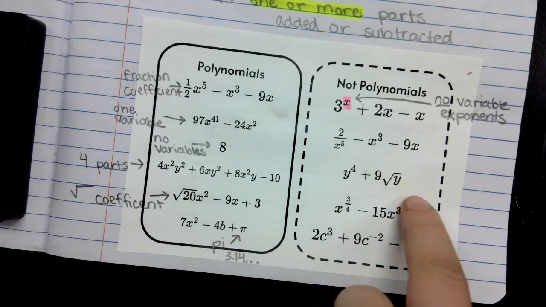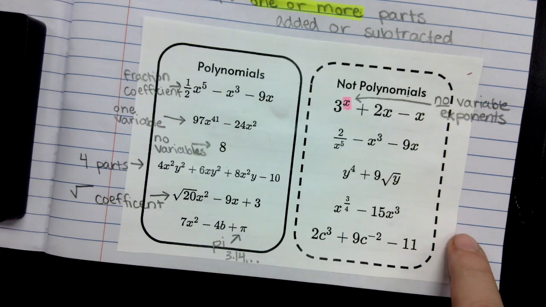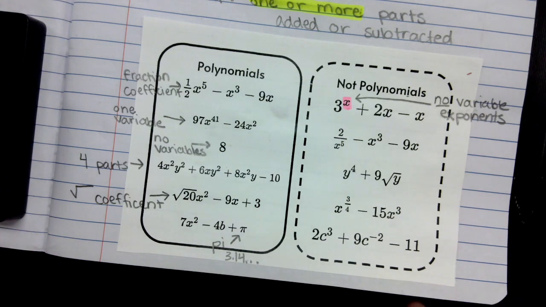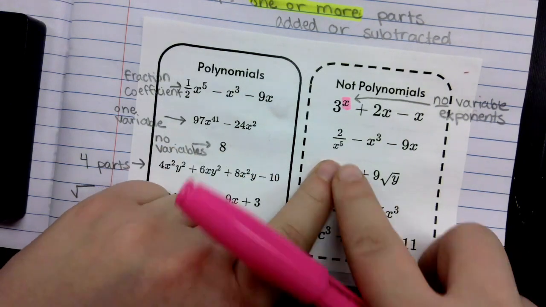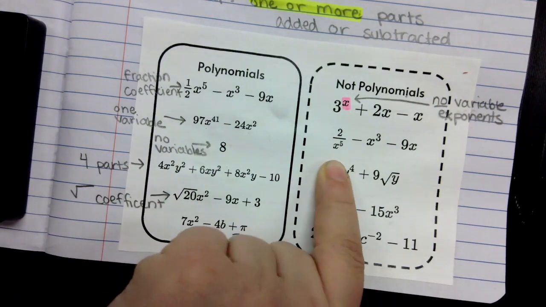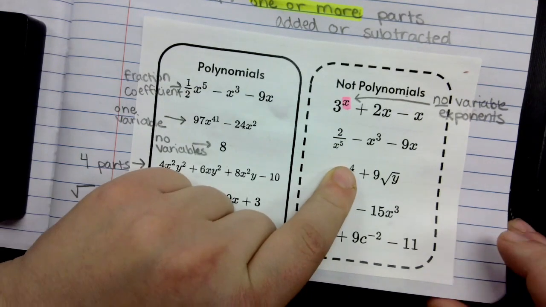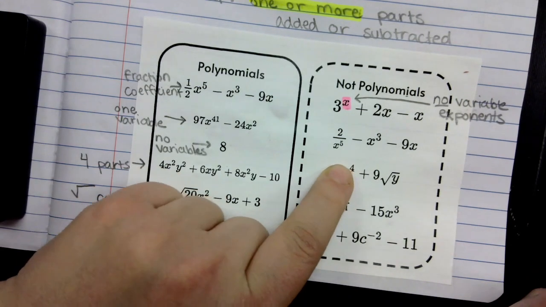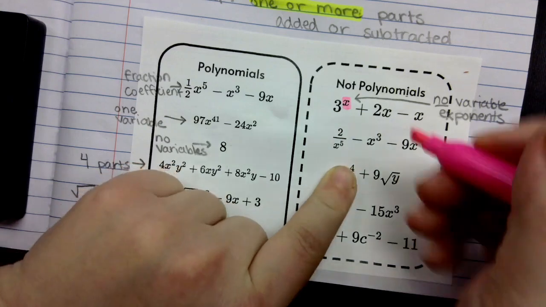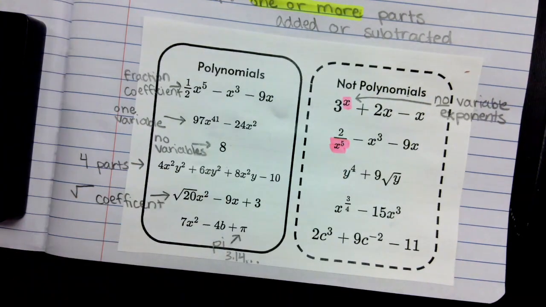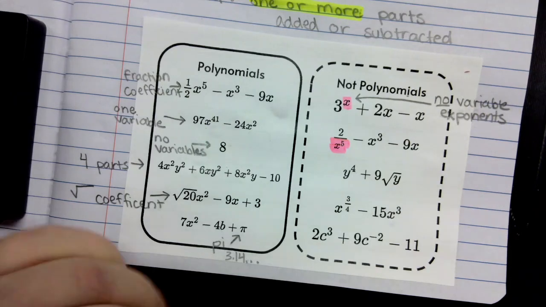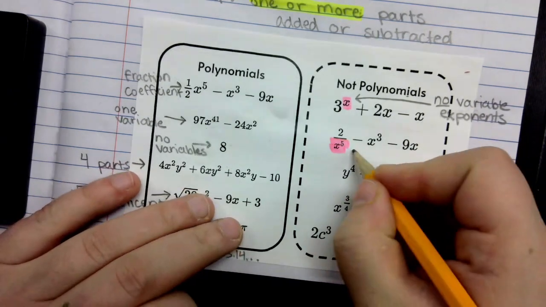All right, and then in that last one, what's goofy about it? A negative exponent. Because when we have a negative exponent, where does that end up going? Remember, what do we do with negative exponents? Yeah, it flips. So if it flips, where would it be? On the bottom. Can we have a variable on the bottom? Nope. So we are also going to include no negative exponents.